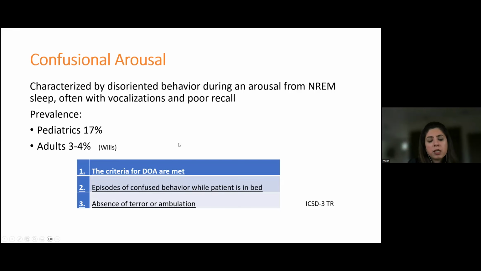According to the International Classification of Sleep Disorders, revised text, the criteria for disorders of arousal, which I went over earlier in the slide, should be met. The additional ones are that there are episodes of confused behavior, but the patient is still in bed. Again, don't worry about these diagnostic criteria. The idea is that you understand that a clinical presentation looks more in the ballpark of confusional arousal. So what would it look like?